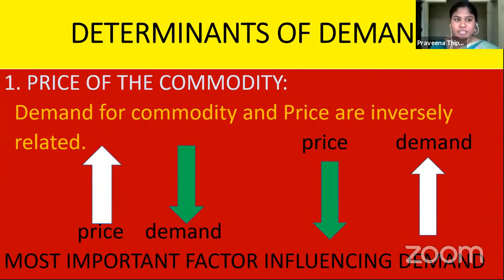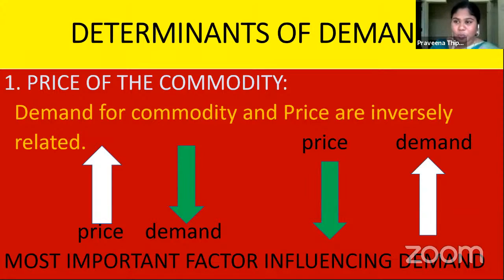The first factor, children, is the price of the commodity. This is the most important factor influencing the demand for a commodity. Why? Because when we purchase a commodity, first we ask the price of the commodity, isn't it? Now let us see the relationship between the price of the commodity and the demand for the commodity. There is an inverse relationship between price and demand. It means that when the price of a commodity is high, we demand less of it, and when the price is low, we demand more of that commodity.